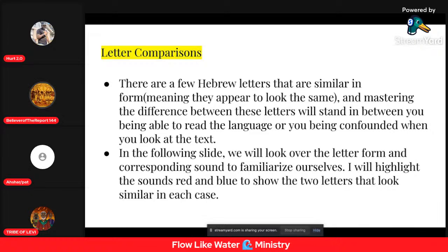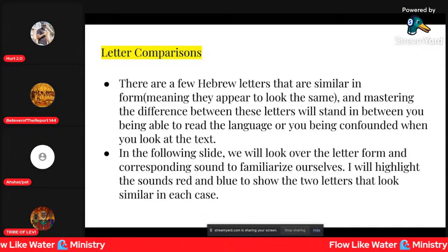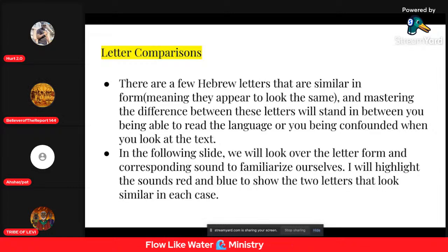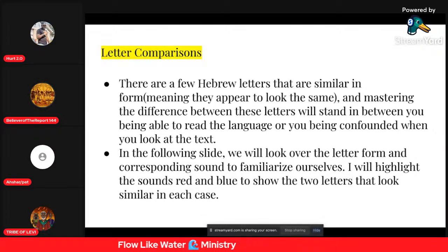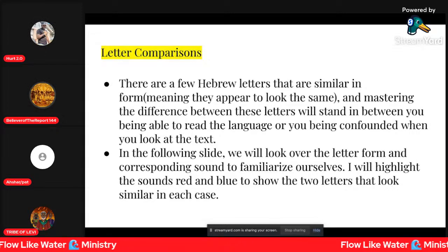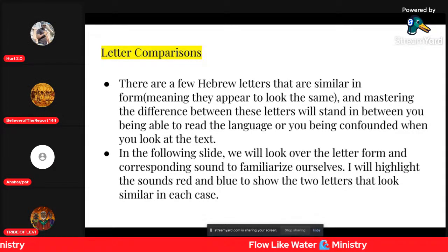So within the next slide, it's going to touch on each of the letters that look similar in form, and the red is going to be the first letter, and the blue is going to be the second or third letter in some cases, because there are a few letters that look similar to one another. So it'll be very pivotal for you to be familiar with these letter comparisons, so when you're reading the text, you're not mistaking a kaf for a ba or a bayath. All right. So let's continue on.